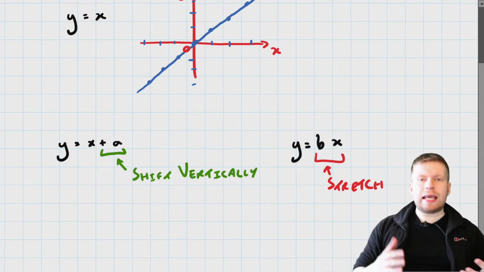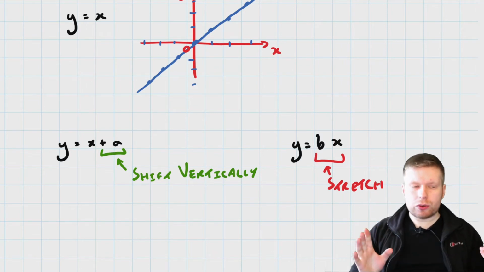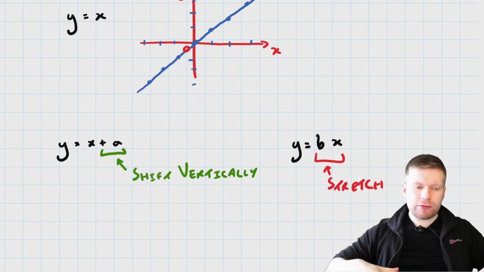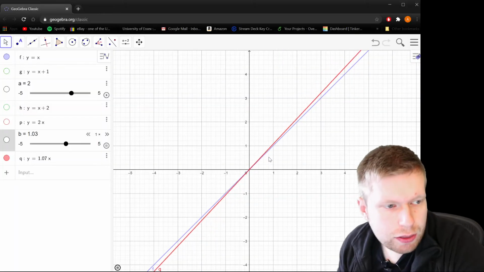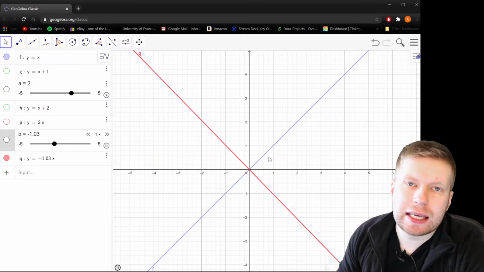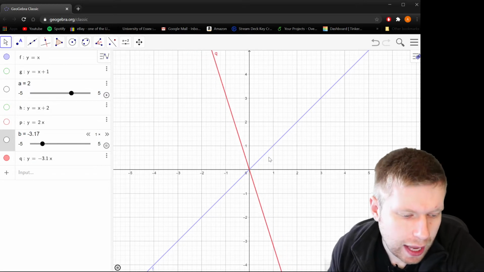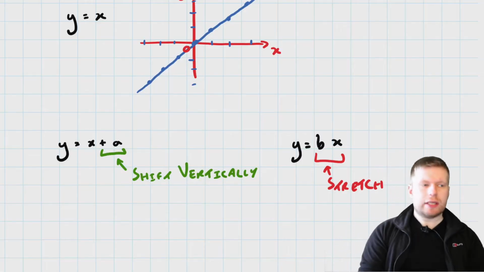We've just seen that if we add a number to our original graph, we're making it shift. And if we're multiplying a number to our original graph, we're basically just seeing that it is changing the steepness of the graph. We're stretching it. And of course, you can do combinations of these two things.